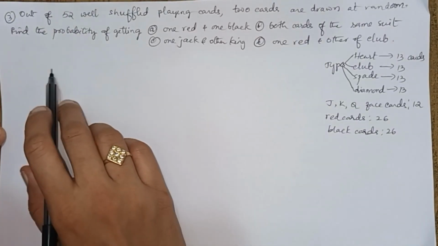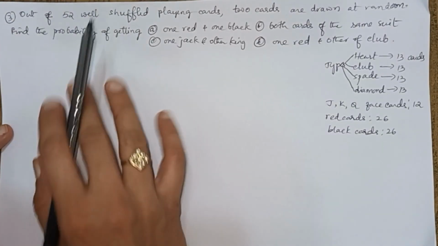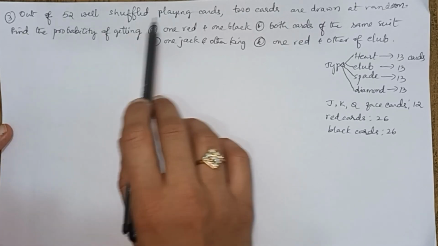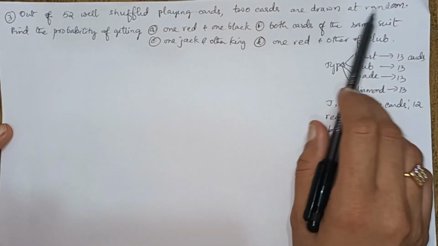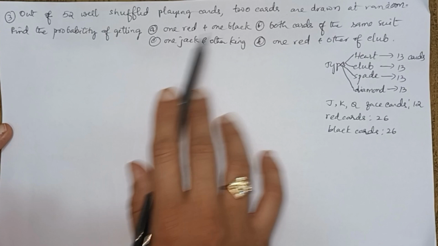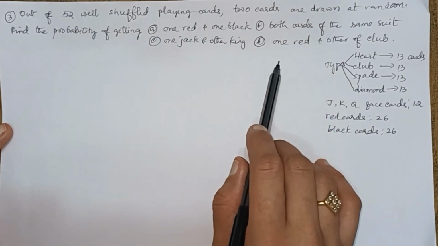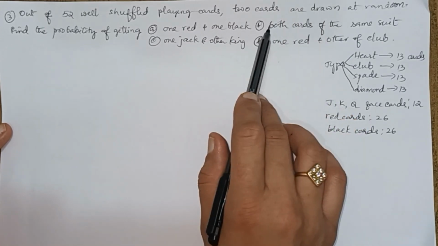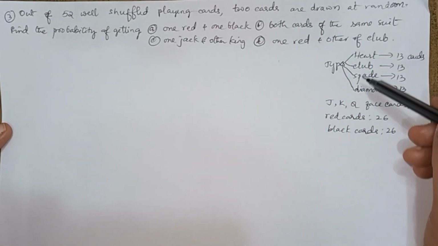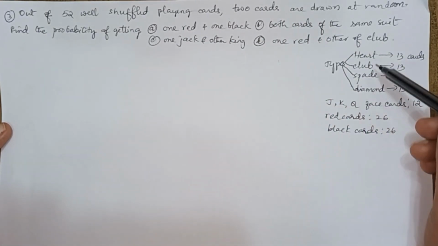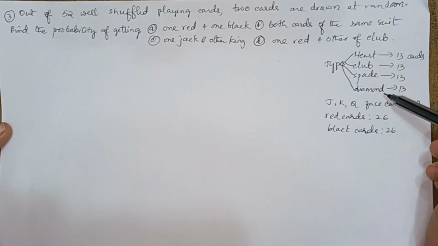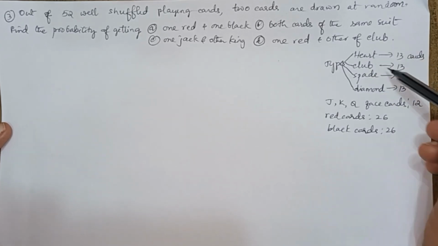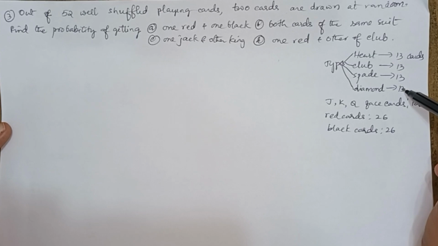Now take up one more problem. This is a problem on playing cards. Out of 52 well shuffled playing cards, 2 cards are drawn at random. You have to find the probability of all these events. First you have to understand there are totally 52 playing cards and there are 4 types in those 52 playing cards: hearts, clubs, spades and diamonds. Each type has 13 cards. So total 13 into 4, 52 cards.